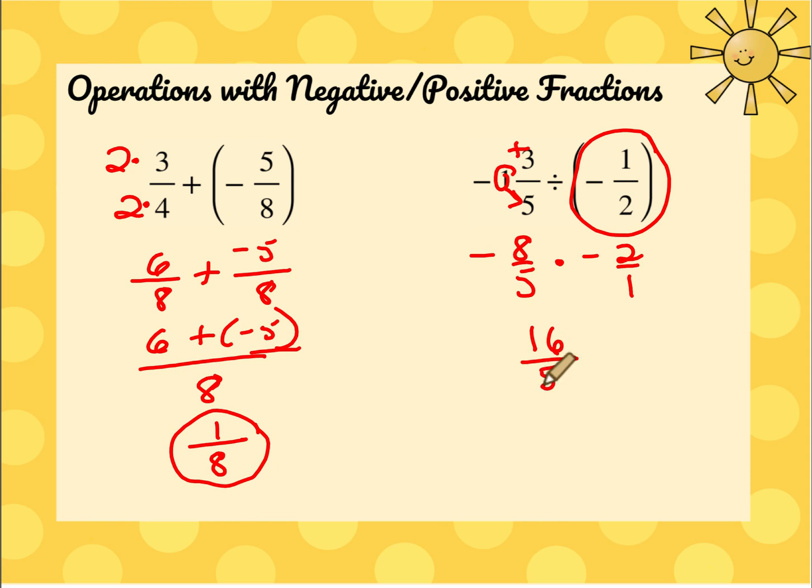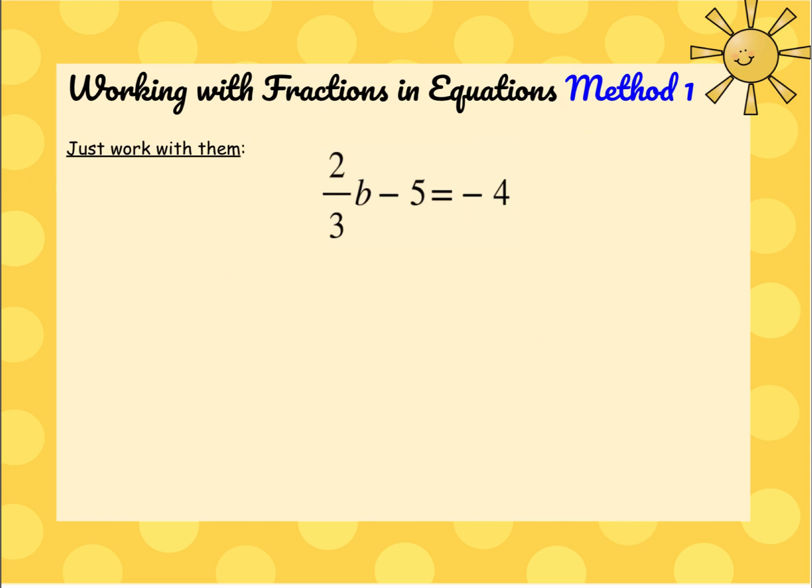And because our problem originally had a mixed number, we go ahead and we change this to a mixed number by making it 5 goes into 16 3 times. 3 times 5 is 15, leaving us a remainder of 1. And we keep our denominator. And so our quotient is 3 and 1/15.